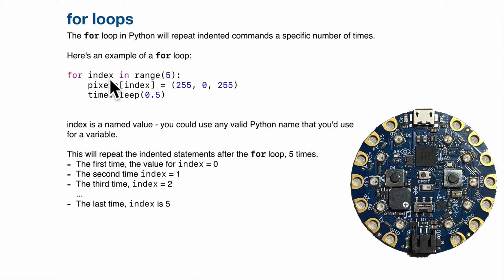We're going to say for index in range 5 with a colon, and just like in our while true loop, everything that's indented after the colon will be repeated, but this time we'll repeat it 5 times. Now this index value is going to change each time we go through the loop. The very first time it's going to be a 0, the last time it's going to be a 4, so it's 0 indexed. We start at 0 and go up to, but don't include, the 5.